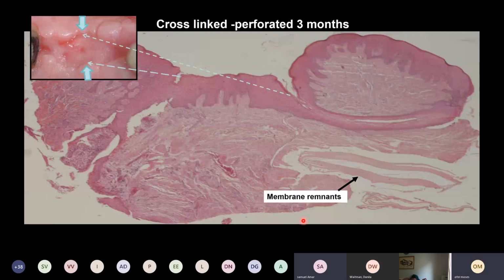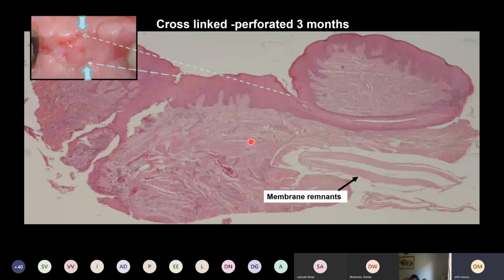So this is the case of the cross-linked. You see at the edge a long rete peg, and in the center you see the healing that took place only after the remaining of the collagen membrane were removed by the macrophages.